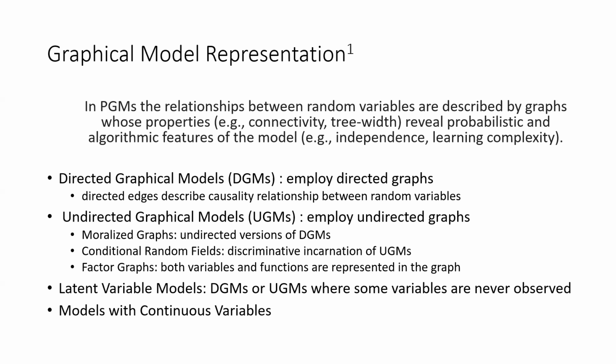Conditional random fields, we'll see, are a discriminative incarnation of undirected graphical models. And what is discriminative here? The ones that we'll see in the beginning, all the variables, what we will be representing is the, how do we call it?